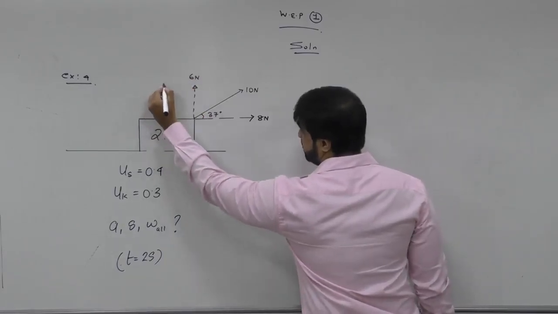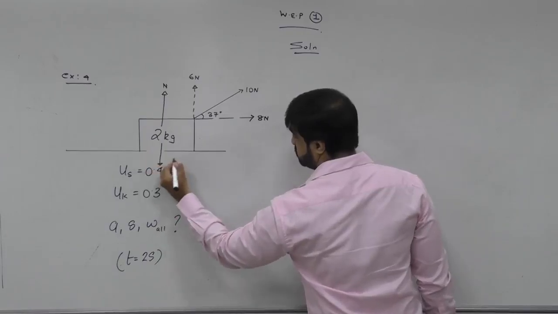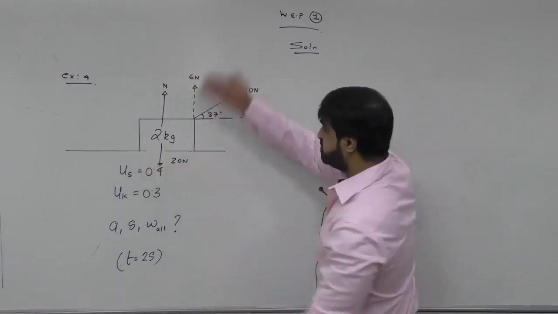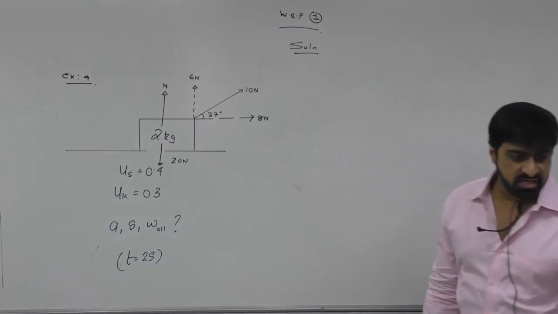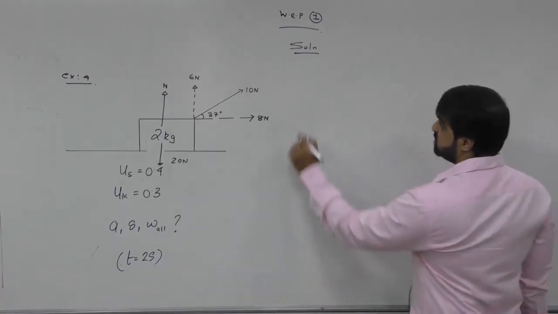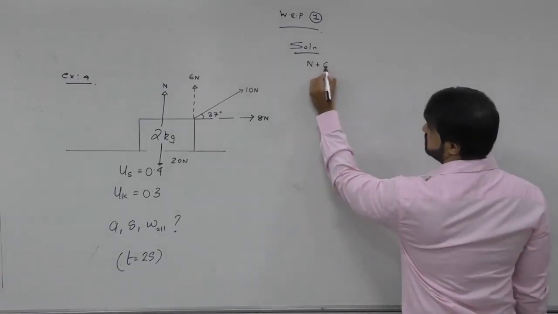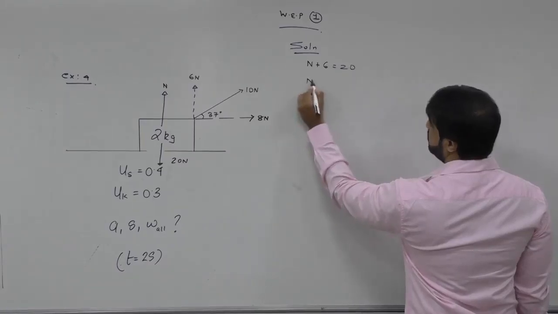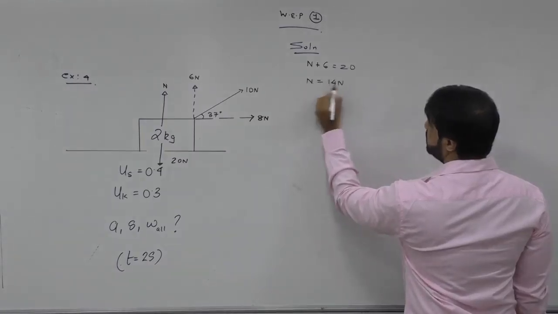What is this? Normal reaction. What is down? 20. Can I say up is equal to down? Because it is very necessary to find normal reaction. So can I say N plus 6 equals 20 down? So N will become what? 14 Newton.